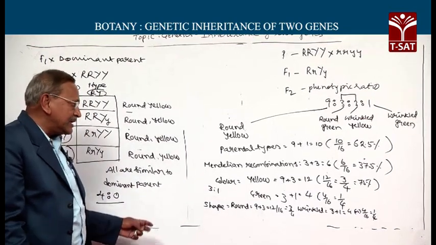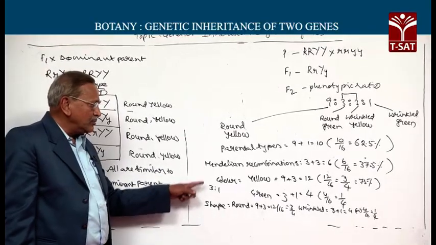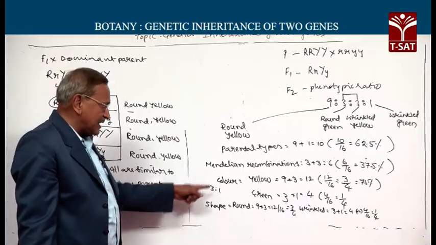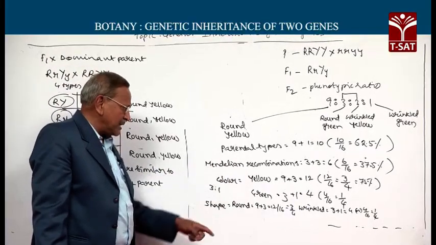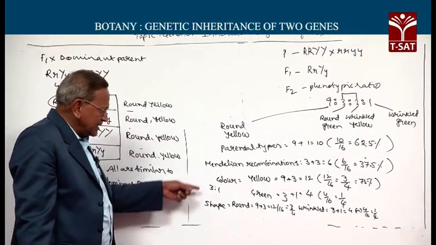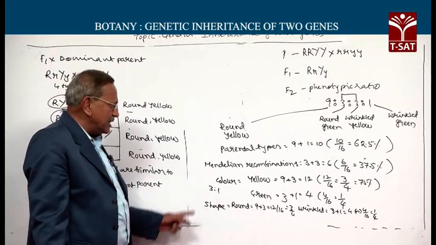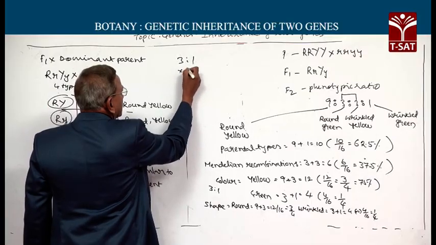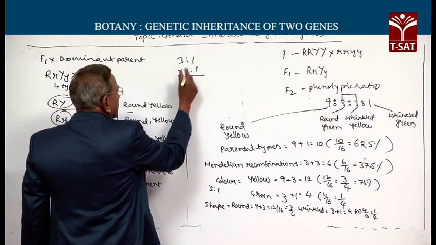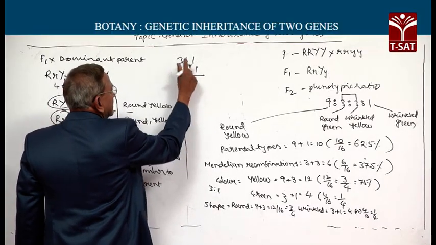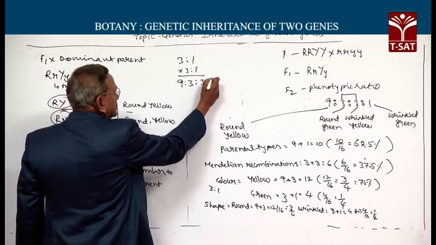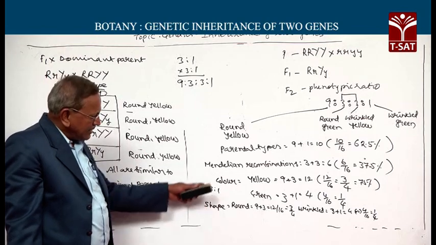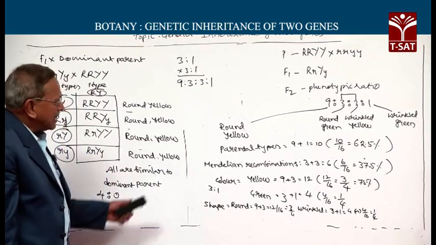So, a dihybrid cross is a product of two monohybrid crosses. The monohybrid cross for color will be 3:1. The monohybrid cross for shape will be 3:1, and their product, 3:1 into 3:1, will produce the desired result, 9:3:3:1.